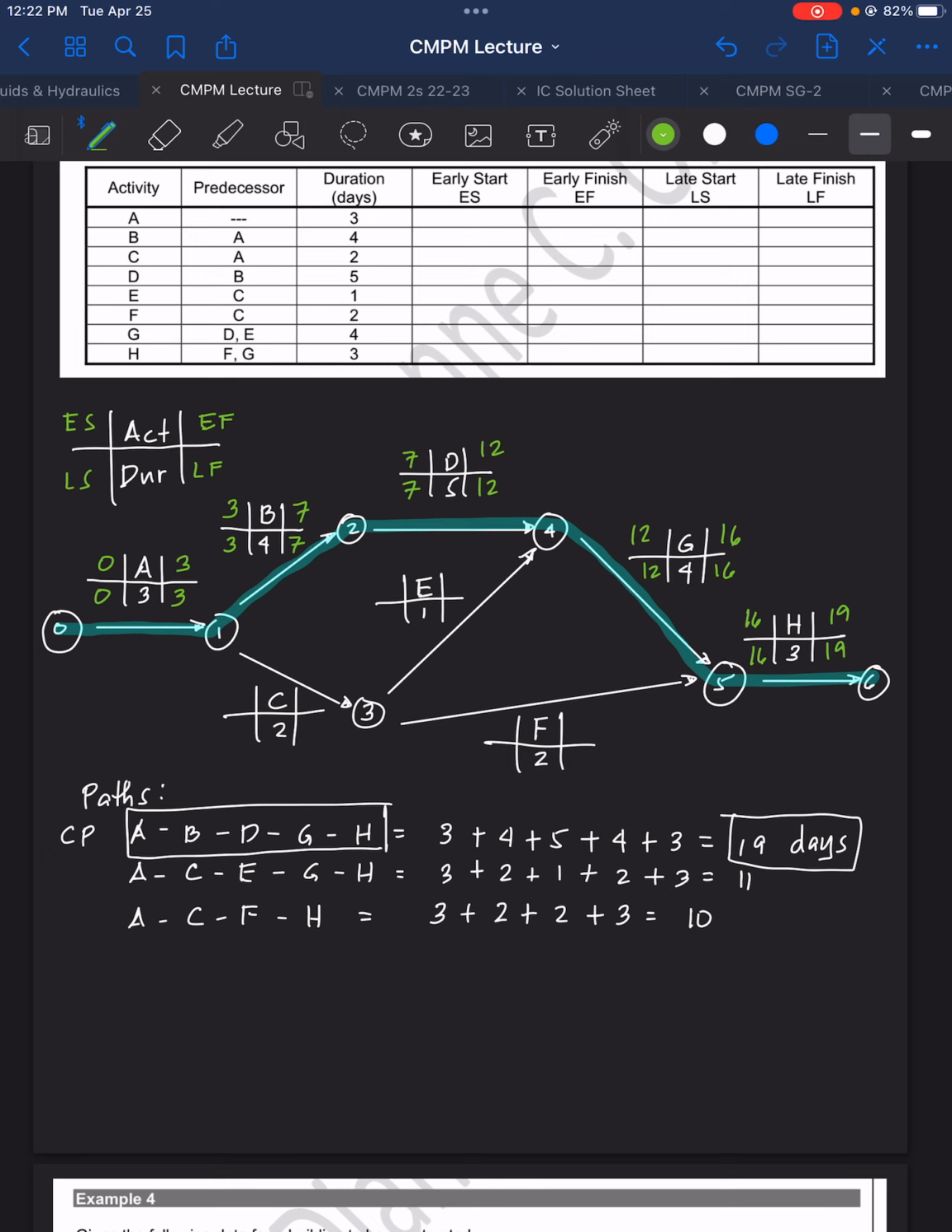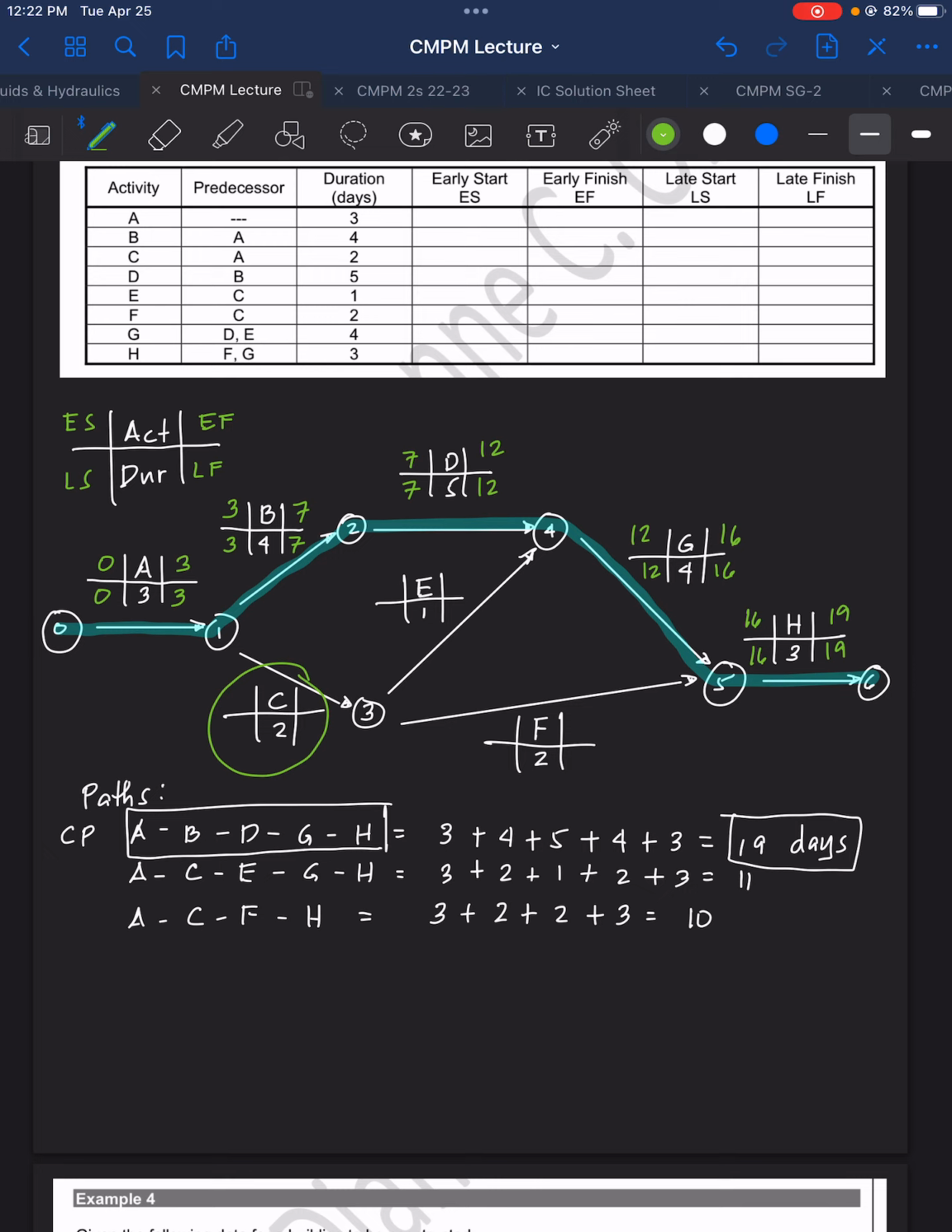So it is very easy when you're doing this along the critical path. And it is correct because look at this. It's the same as the duration of the project. Okay, so now let's go to activity C.